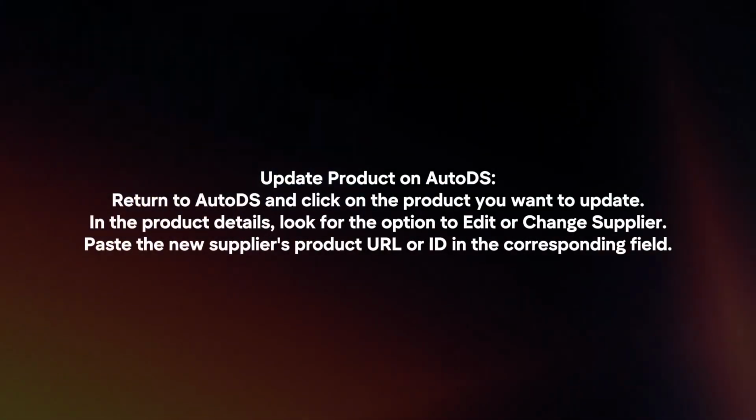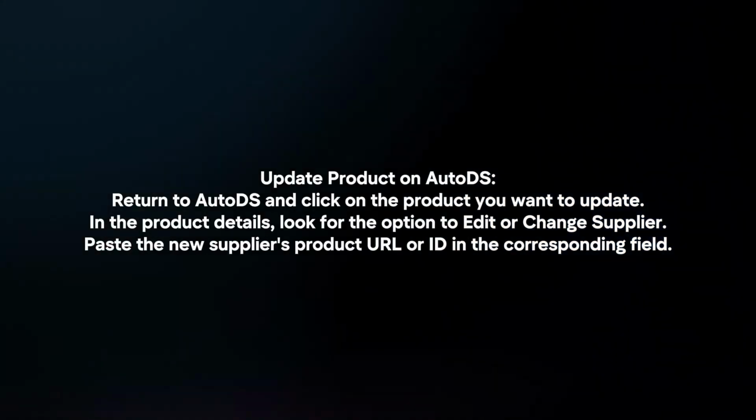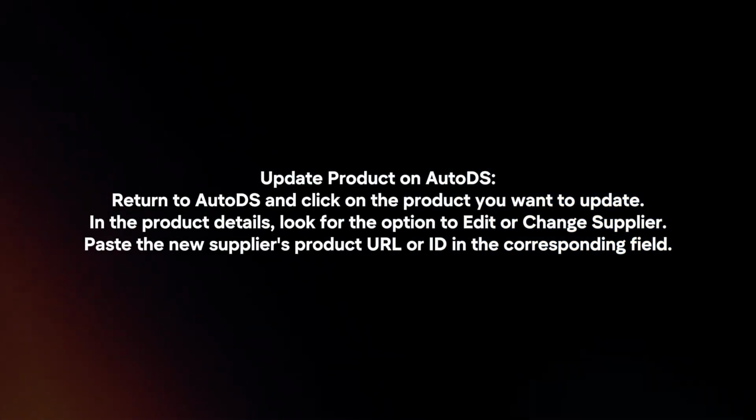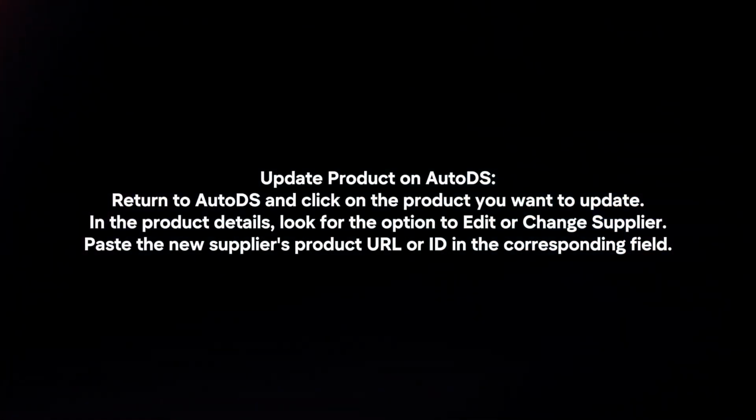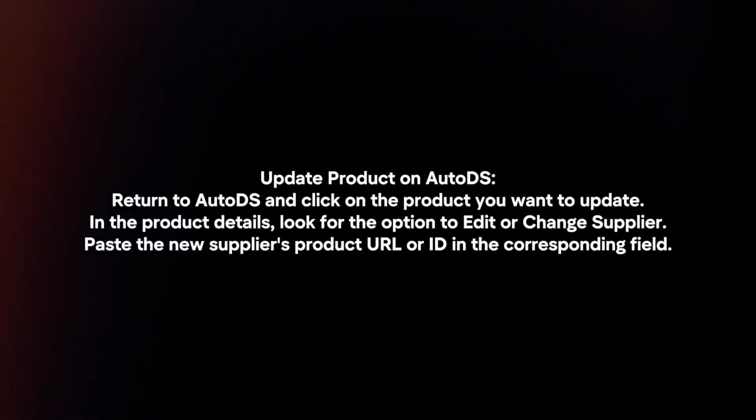Update product on AutoDS. Return to AutoDS and click on the product you want to update. In the product details, look for the option to edit or change supplier. Paste the new supplier's product URL or ID in the corresponding field.